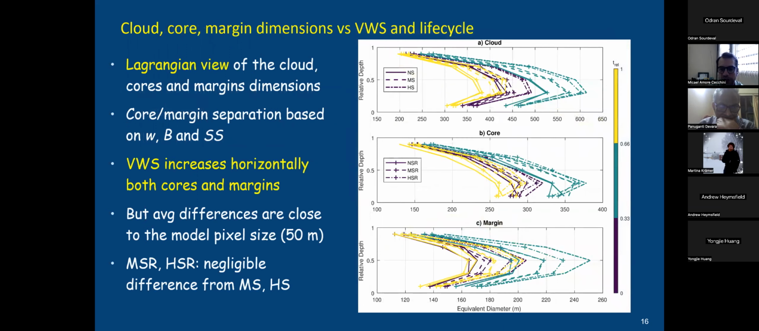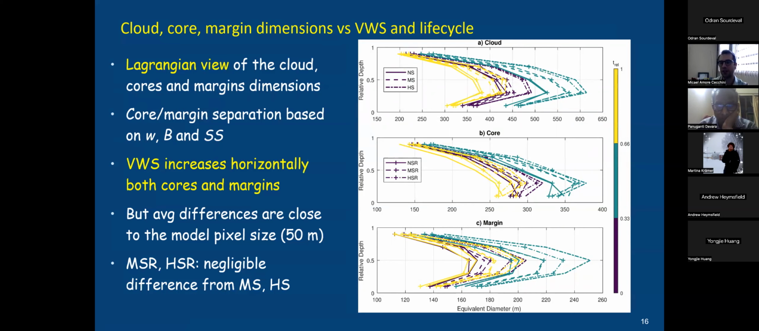So this is where the Lagrangian view of the clouds comes in. So this figure is quite a lot of information, but I'll try to break it down. So on the y-axis is the relative depth of each cloud. So 0 is cloud base, 1 is cloud top. And then on the x-axis, on the horizontal axis, is equivalent diameter.